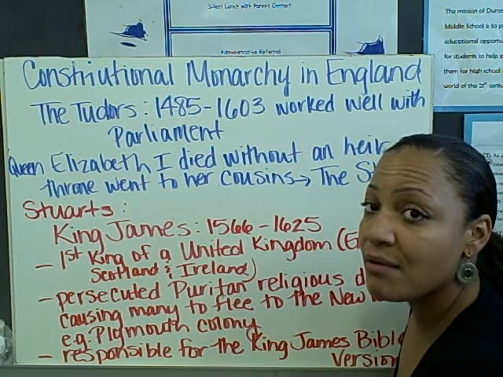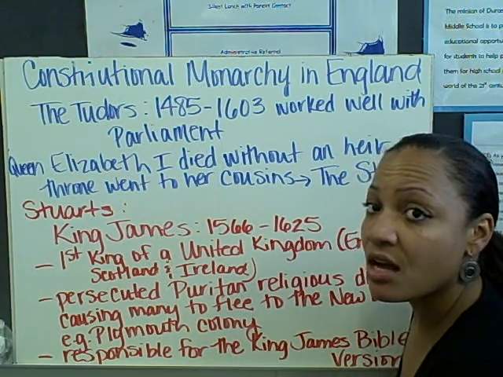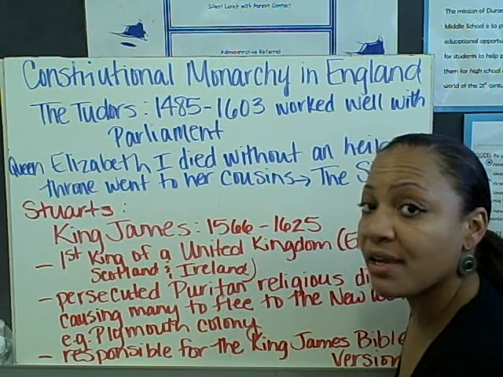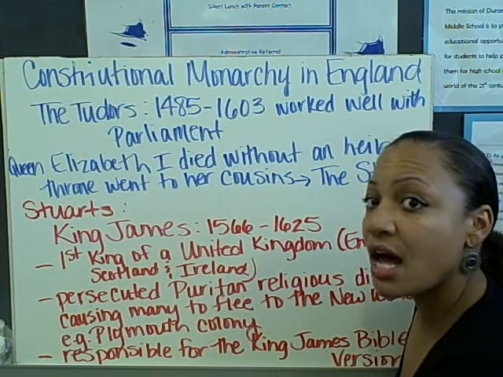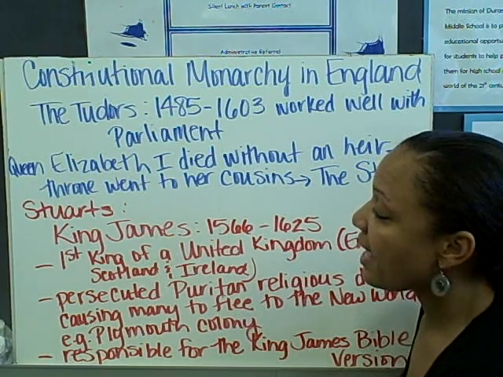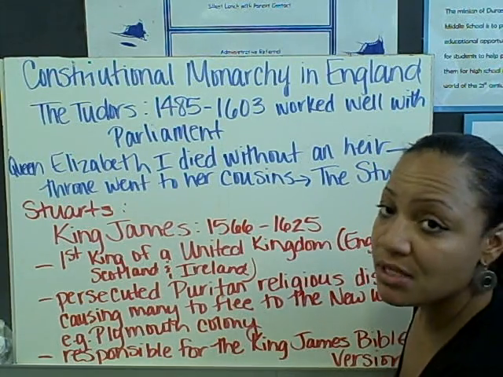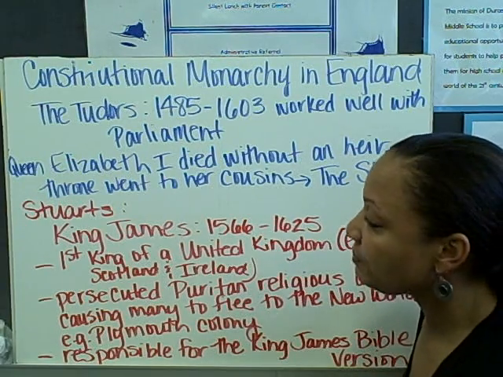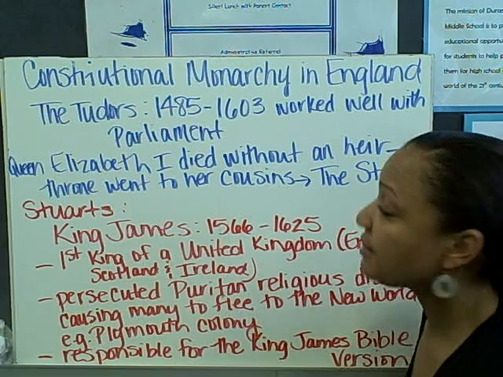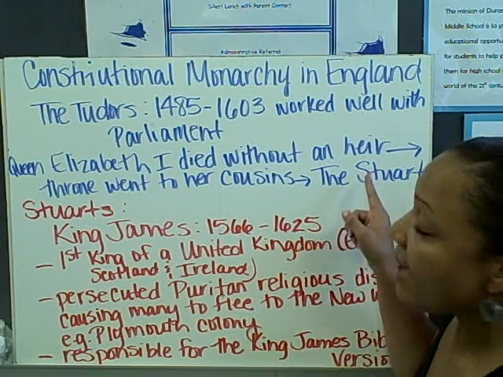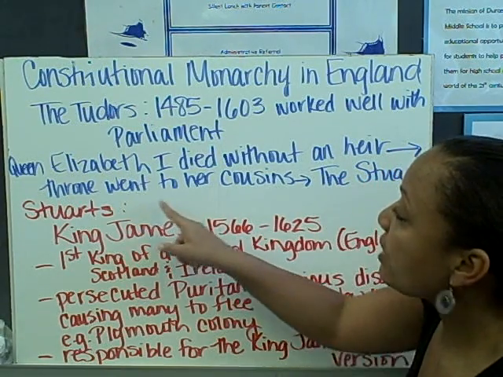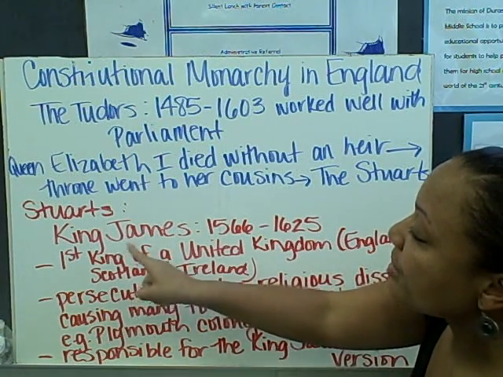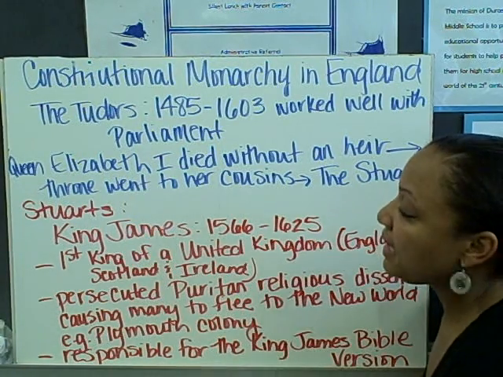Now, we already talked about Mary, Bloody Mary, when she became queen. She wanted to return England back to the Roman Catholic Church, so she killed a lot of Protestants that did not want to convert. However, Queen Elizabeth was a Protestant, so she returned England back to the Church of England, which is Protestant. She did die without having any kids, so the throne is going to go to her cousin, the Stuarts. So the Stuarts, the first of their line is going to be King James.